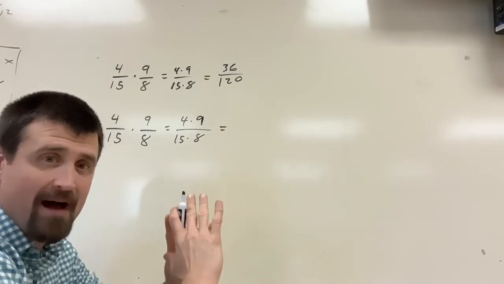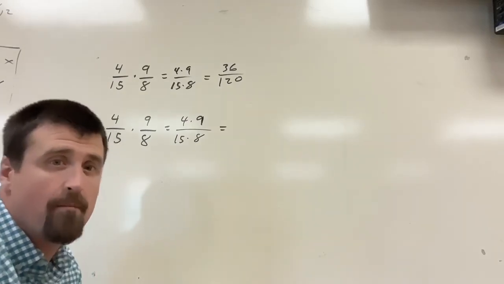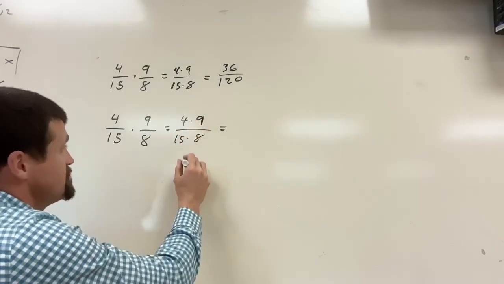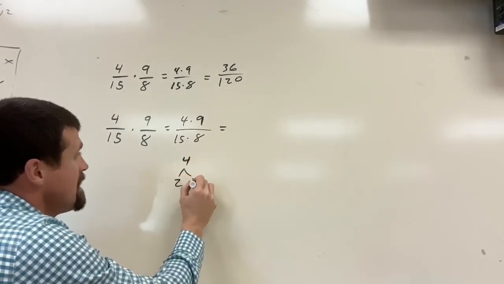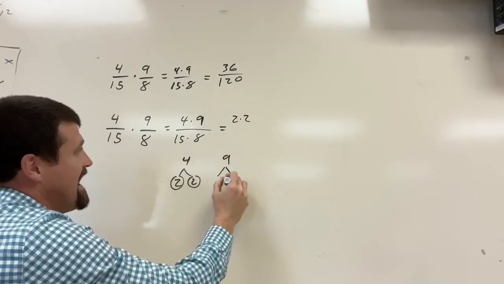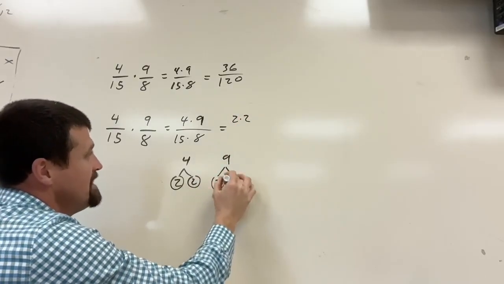But anyway, instead of going ahead and multiplying the 4 times the 9, I'm going to stop here and use prime factorization on every number that I can break down with prime factorization. So I'm going to take the 4 and break it down into 2 2s. I'm going to take the 9 and break it down into 3 times 3.